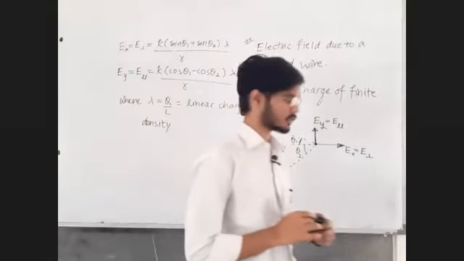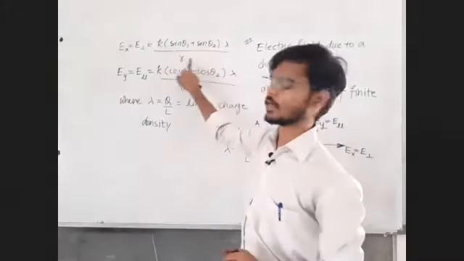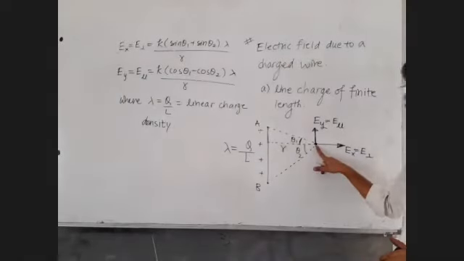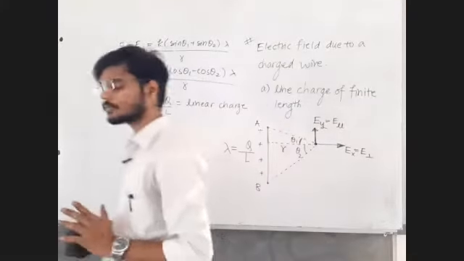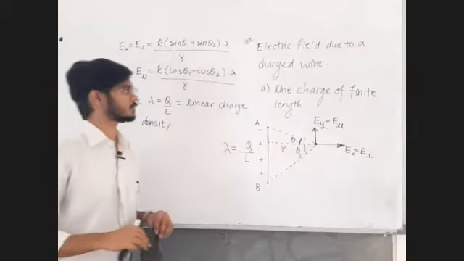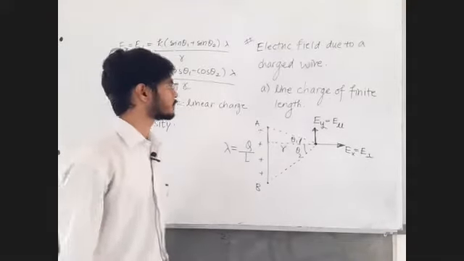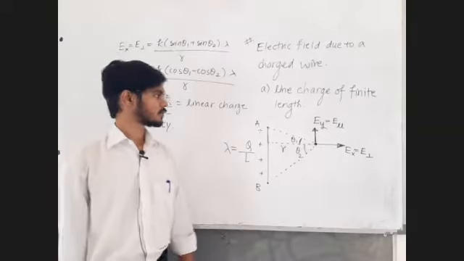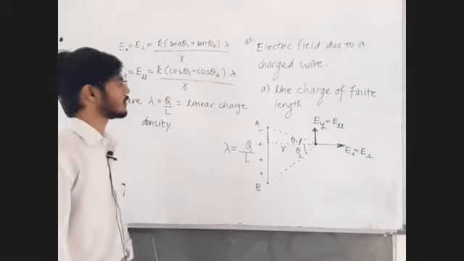And then reply to me in the chat box, clear and written. K into some value into lambda upon R. What is R? R is the perpendicular distance of the given point from the given line charge. Just reply in the chat box, clear and written. Derivations are not required. Don't worry about those derivations. Not in the NEET, not in the JEE, not in the boards, not in the CET. Nowhere are those required. Only the formula is required. Okay. Fine.